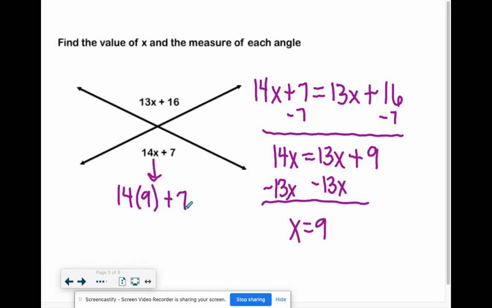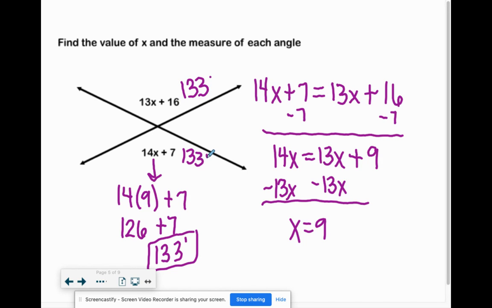14 times 9 is what? 126 plus 7 more gives us 133. There we go. So these angles are 133 degrees. Are you okay with that? Okay.